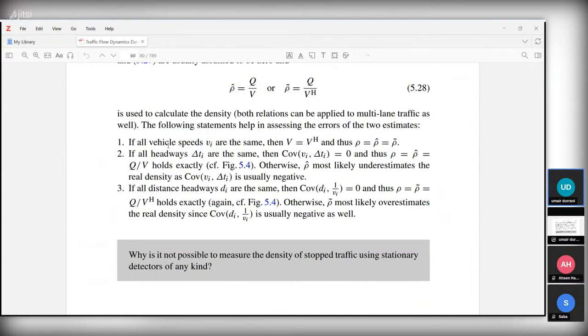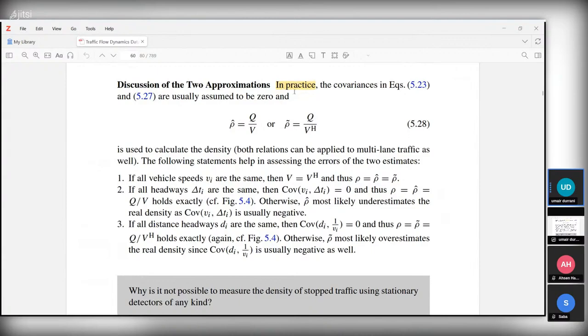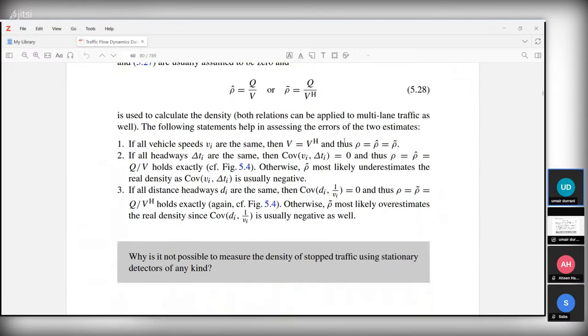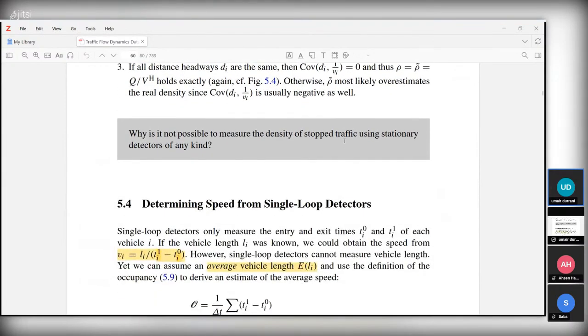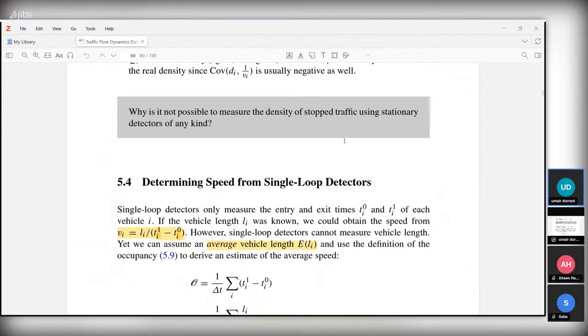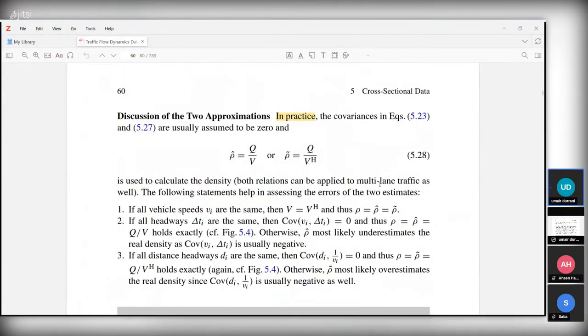And similarly, if all distance headways are the same, then rho is equal to rho tilde, which is Q divided by VH, and it's going to overestimate the real density. So if we use only these equations, then we do get an approximation of the density, but they will either overestimate or underestimate the density. This is the limitation. So if we can use the correction factor, that will give us a better result. But obviously for that, we need to know what the correlation is. And if we don't have data for that, we cannot use the correction factor. We need to either assume it or just use these equations.